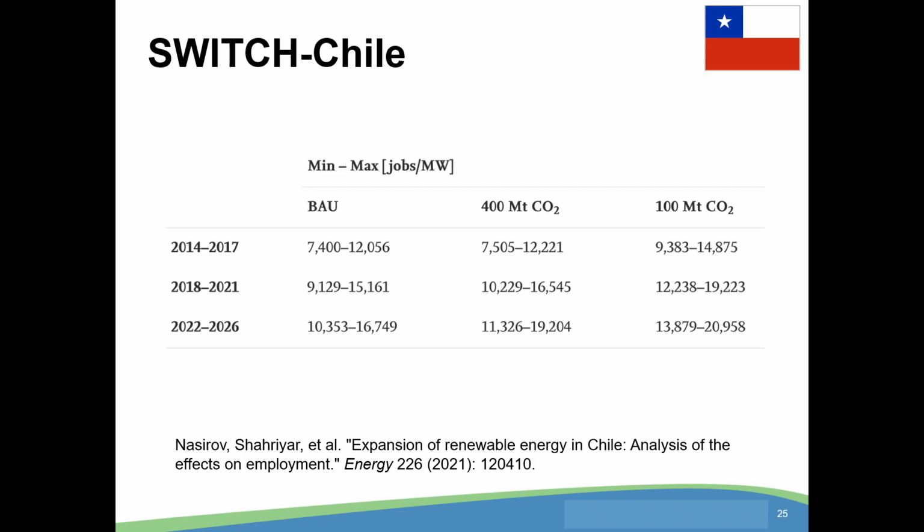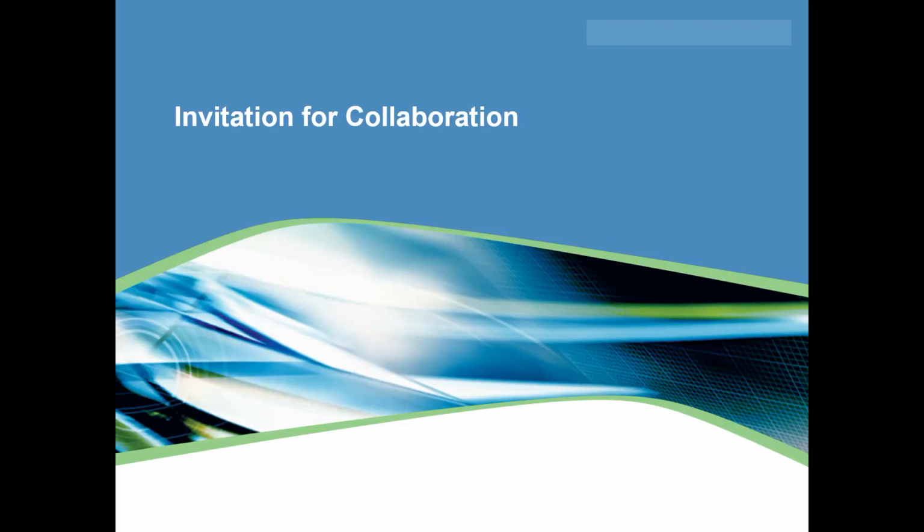And so in the three columns, you can see the three scenarios that were studied: the business as usual, the 400 million ton carbon cap, and the 100 million ton carbon cap. And you can see in different periods the range of expected green jobs that would be produced according to the Switch model. Although I only had time to give a few examples of countries that have used the Switch model, I want to emphasize that it's been used in many countries, and this is just a small subset of examples. And I also want to encourage you that this is an invitation of collaboration.